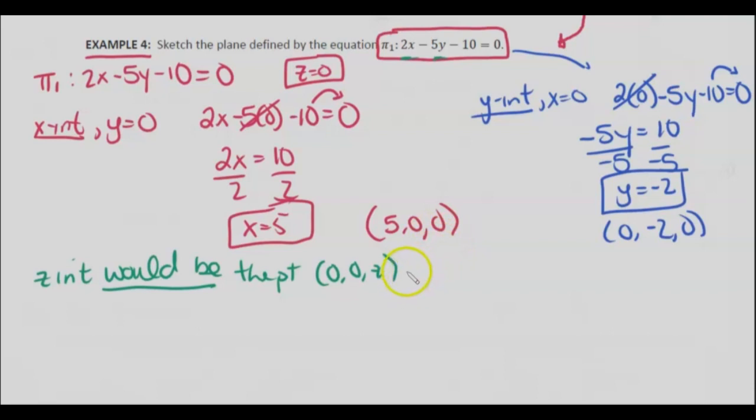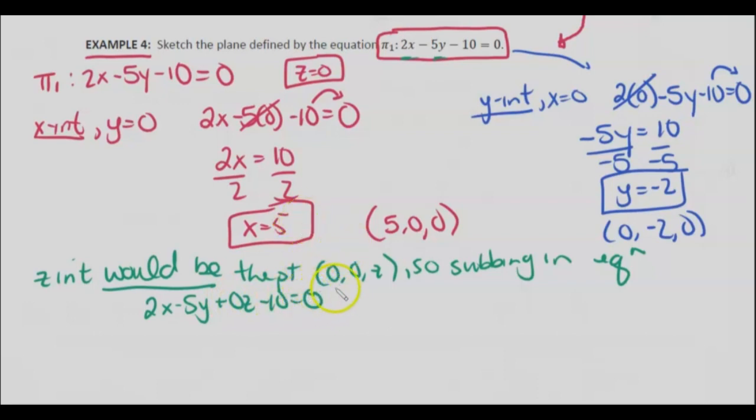Okay, but so subbing in this, the equation mathematically would be 2x minus 5y plus 0z minus 10 equals 0. If we plug in 0 and 0 for both the x and the y, and the z is already 0, we'd have negative 10 equals 0. I'll leave that plus 0z minus 10 in. So this goes to 0, this goes to 0, and we would have 0z equals 10, right? Bring over the negative 10, we get 10.